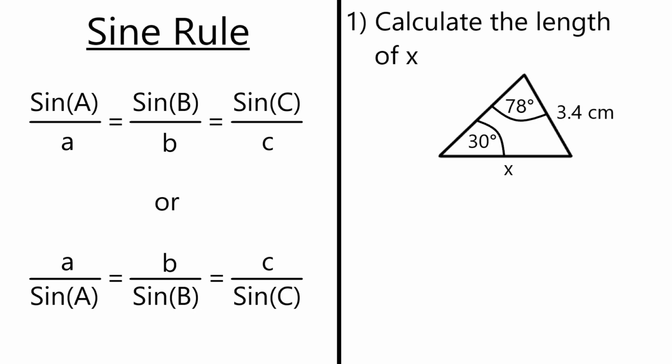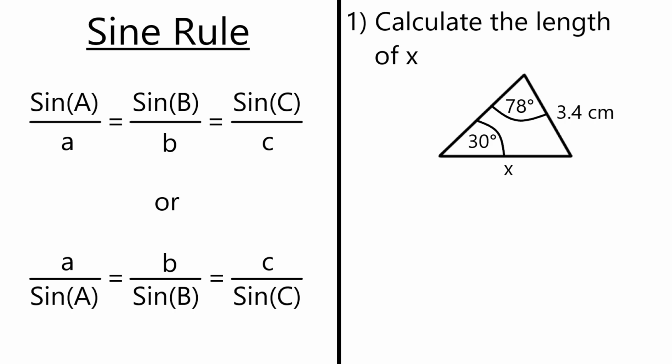So the sine rule is here on the left, and it's basically sine of A over a is equal to sine of B over b is equal to sine of C over c. Now the capital A, B, C are the angles within a triangle, and then the lowercase a, b, c are the side lengths within the triangle. You can also use it in a different format, such as the lower part where the lowercase letters are on top. It really depends what you're trying to find.